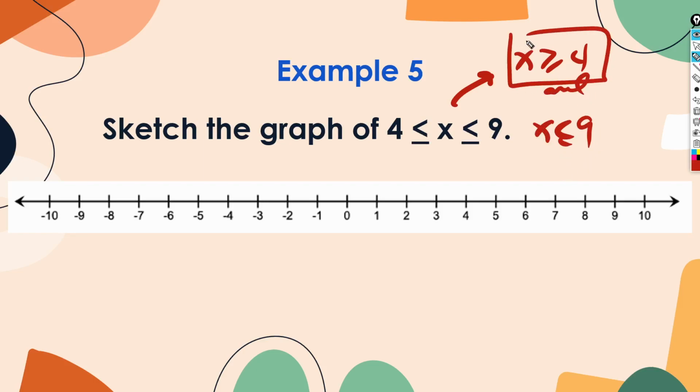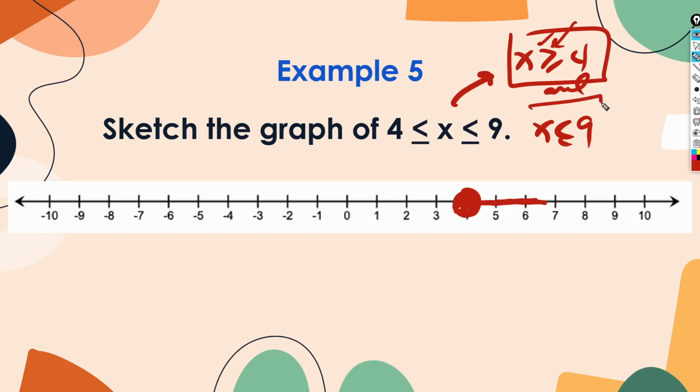Let's graph the first one. So, x is greater or equal to 4. Asan si 4? Ito. Kasama ba si 4? Yes. Kasi ito yung symbol niya, greater or equal. Solid circle dyan. No? And then, where am I going? Greater daw or equal to 4. So, papunta ako sa right. Oop, teka lang, huwag muna ako mag-stop dyan.